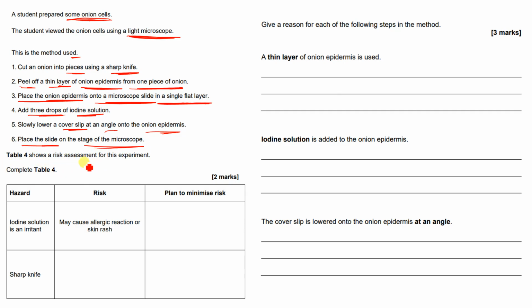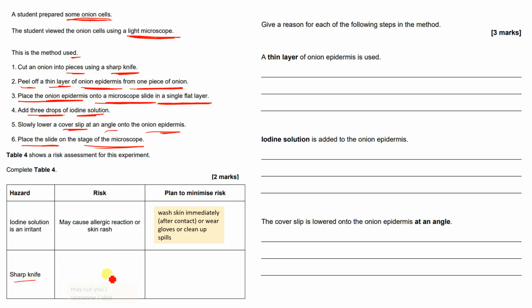Now, table 4 shows the risk for this experiment. So complete it: risks and plan to limit the risk. One, iodine solution is an irritant and may cause allergy reaction on the skin. That's the risk. Now, how do you minimize the risks? You wash your skin immediately after contact, or wear gloves, or clean up any spill.